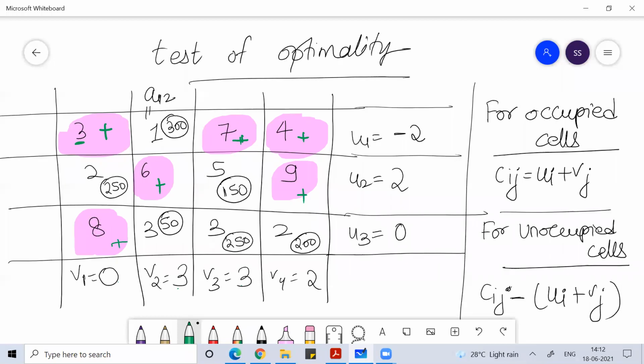Any doubt, anyone? Ashwini Srinivas, any doubt?